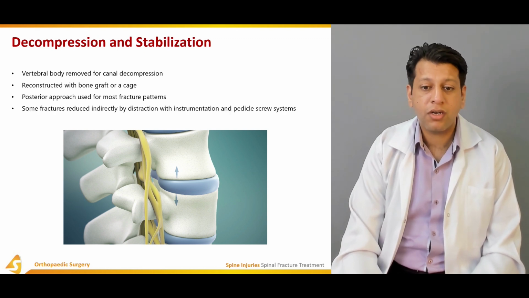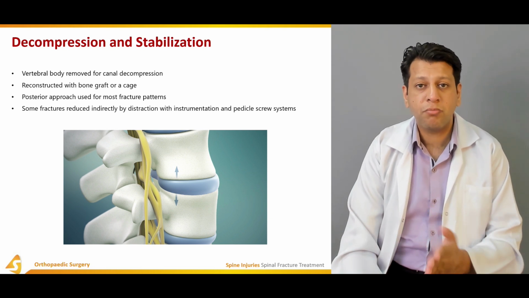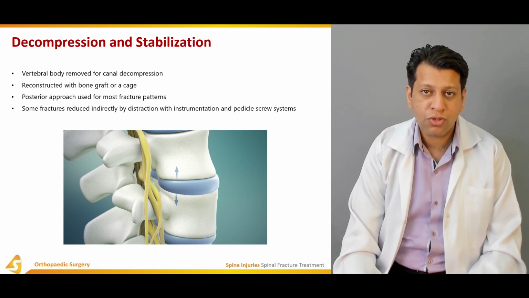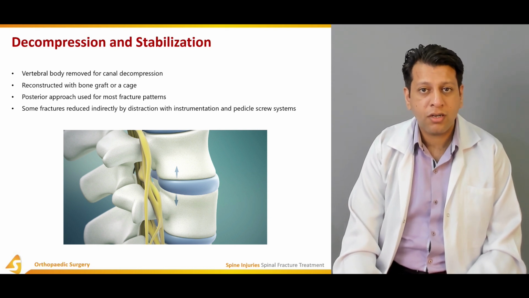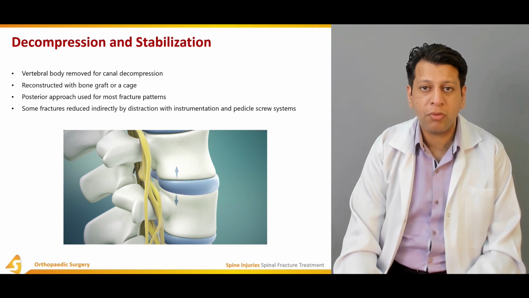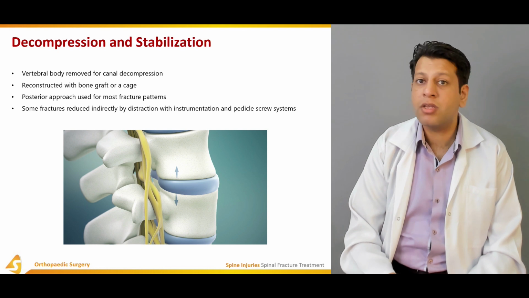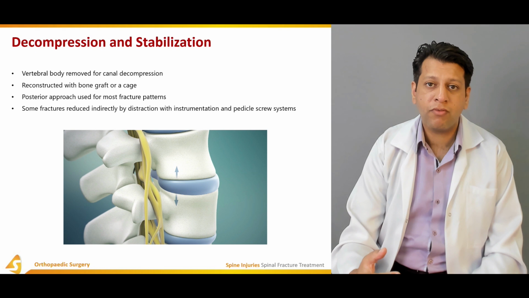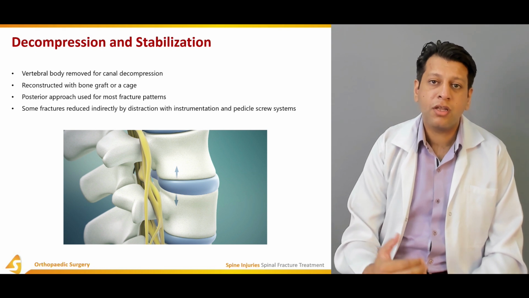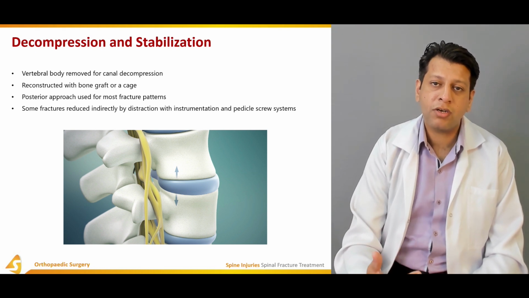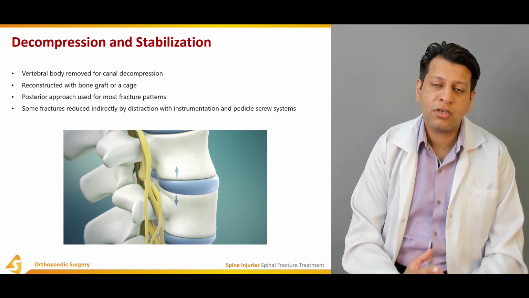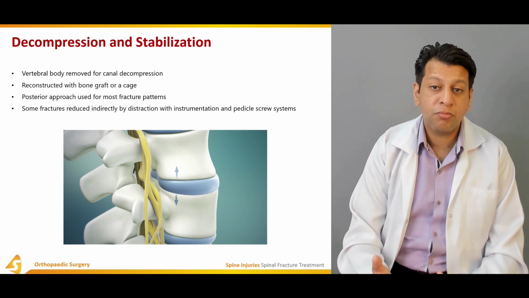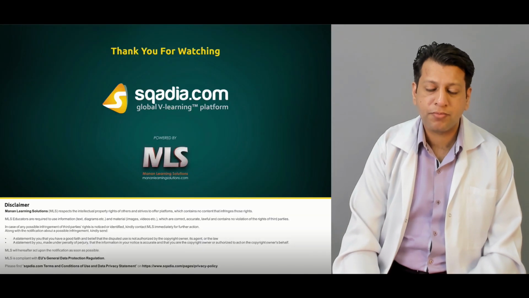And some fractures are reduced indirectly by distraction with instrumentation and a pedicle screw system. Now, this pedicle screw system is all done through the posterior approach. Holes are drilled in the pedicles, and the screws are placed, and then rods can be placed over these pedicle screws, and then they can be distracted. This distraction of the vertebral fragments actually causes reduction of the dislocation of the fracture pattern, and this distraction may lead to decompression of the vertebral canal as well.